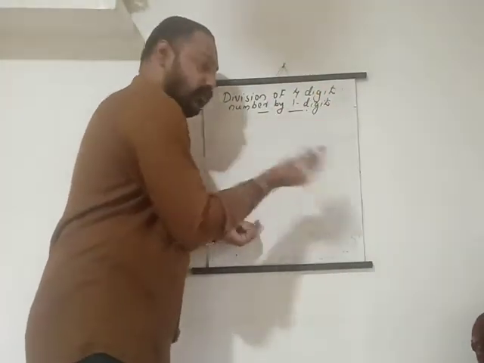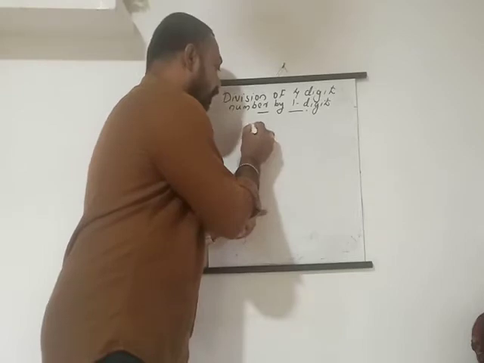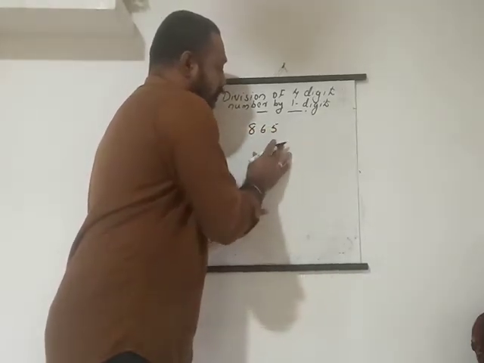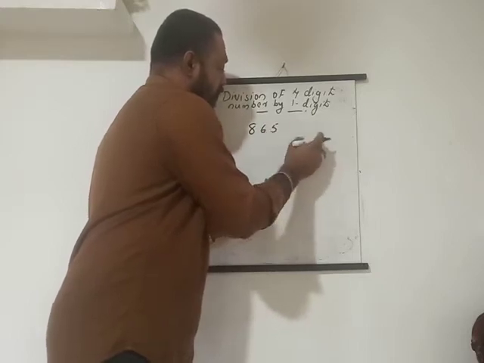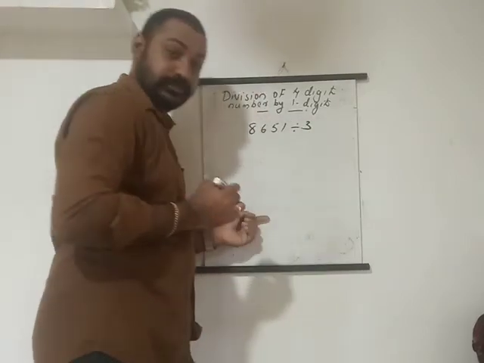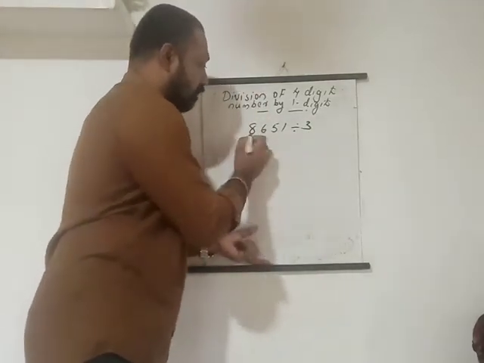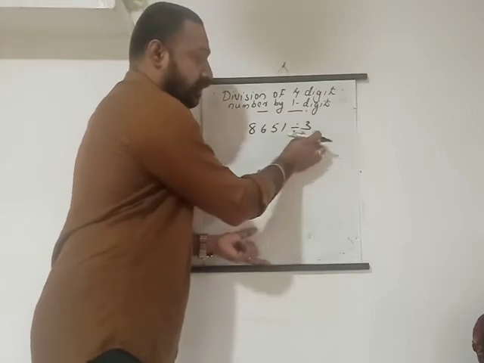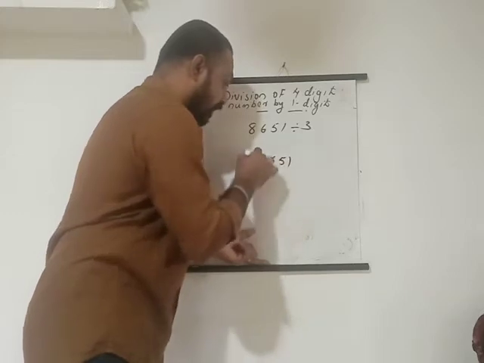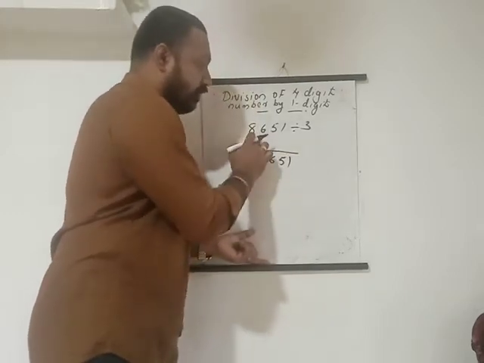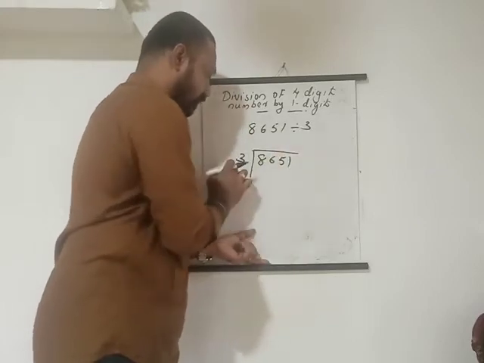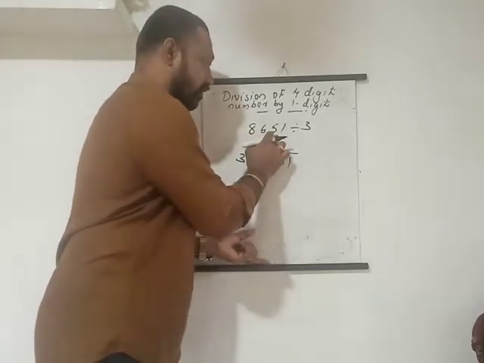Let us take an example of a simple number: 8651. I am going to divide this 4-digit number 8651 by 3. When you write it this way, what are we going to do? 8651 divided by 3. Listen, 8651 divided by 3.